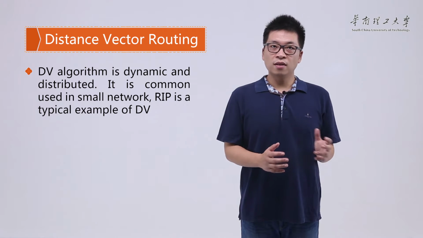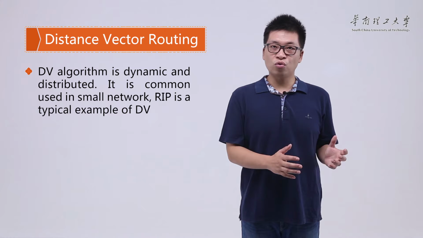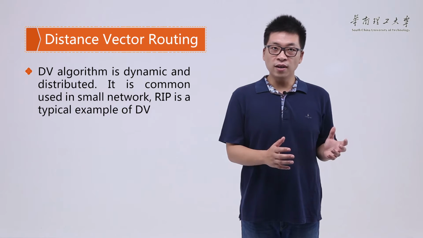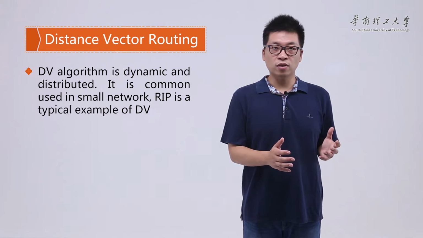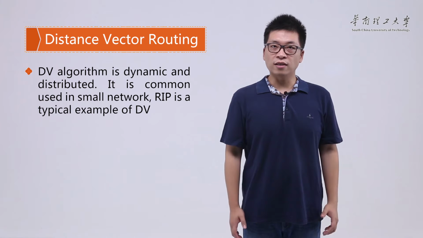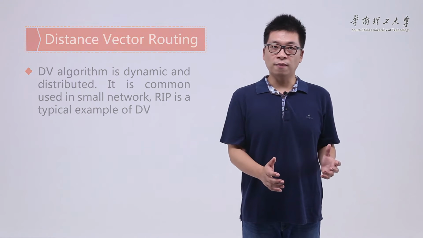DV algorithm is dynamic and distributed. It is commonly used in small networks. RIP is a typical example of DV.